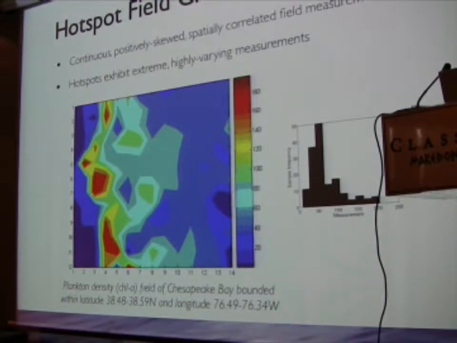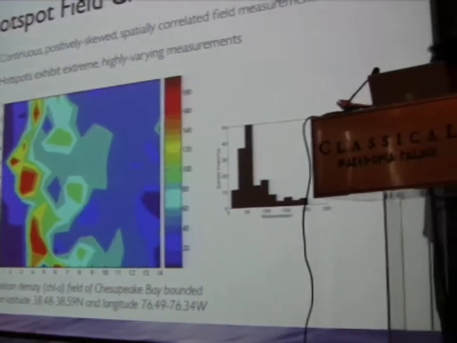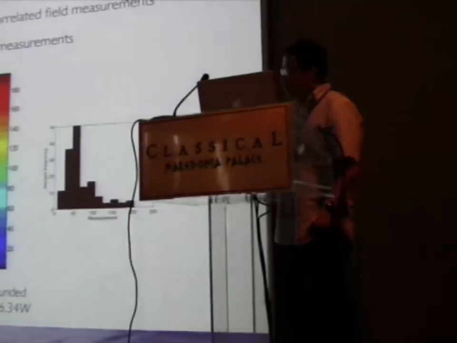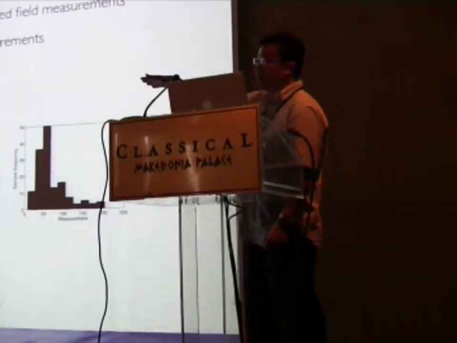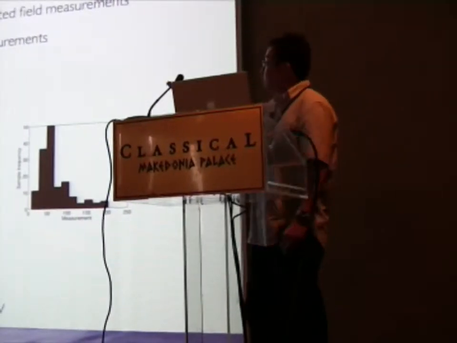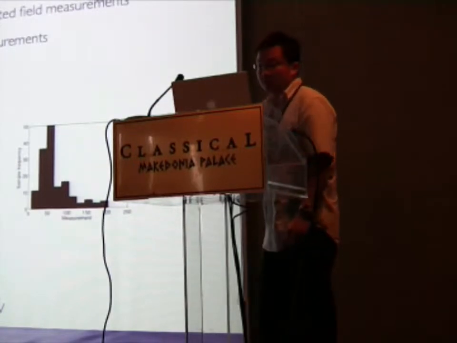So if you look at the map, you can see that on the left-hand side, you will see like 2 to 3 hotspots. In these hotspots, you notice that they exhibit extreme and highly varying measurements as compared to the rest of the field on the right-hand side, which has a gentle slope.